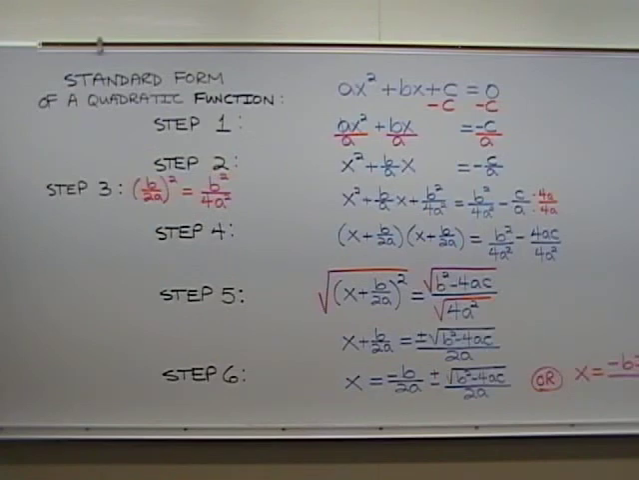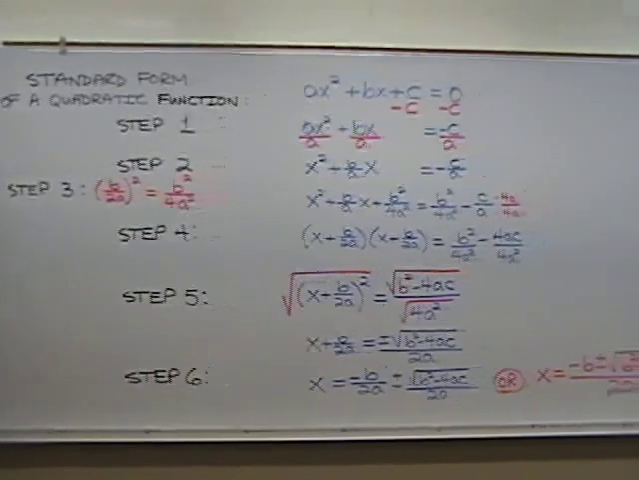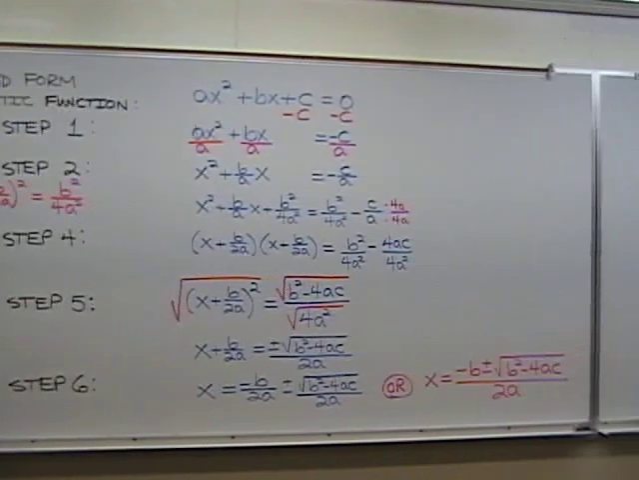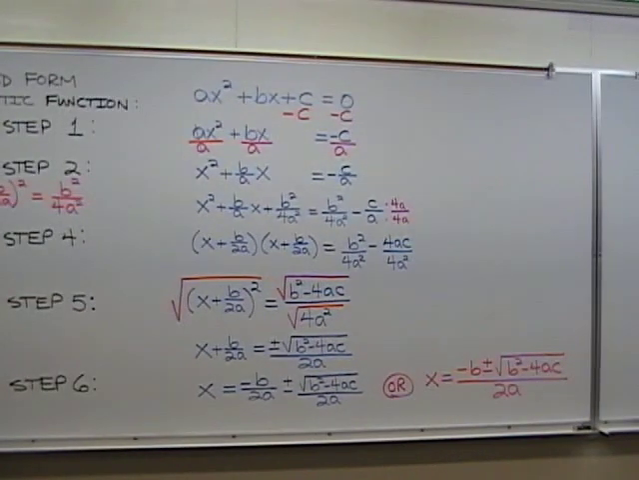So what does that mean? That means we can combine their numerators together and write their numerator over the common denominator of 2a, which is right over here in red. So you notice that if we completely simplify it, we have x equals negative b plus and minus the square root of b squared minus 4ac all over 2a. And that, my friends, is the quadratic formula.